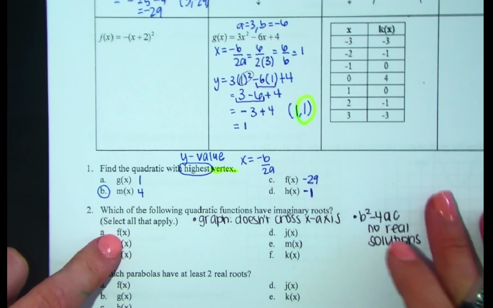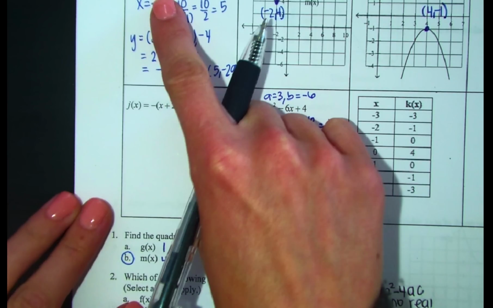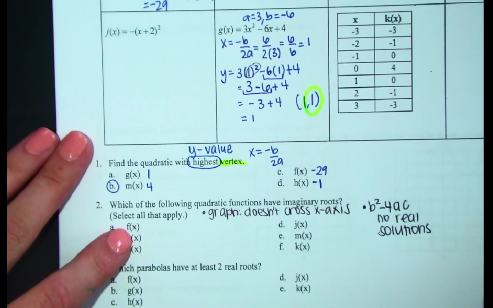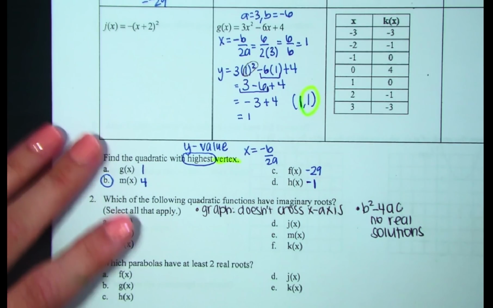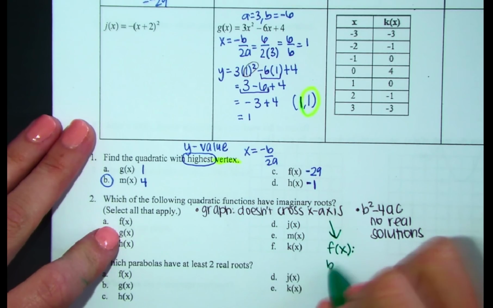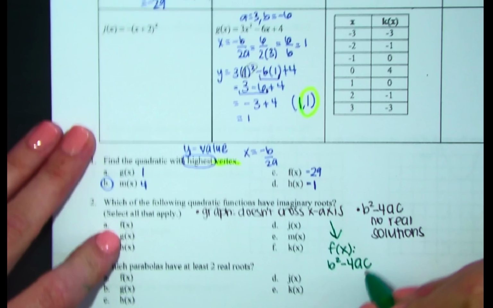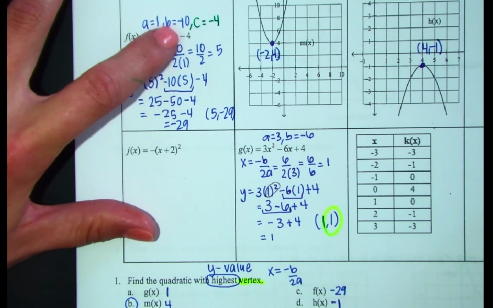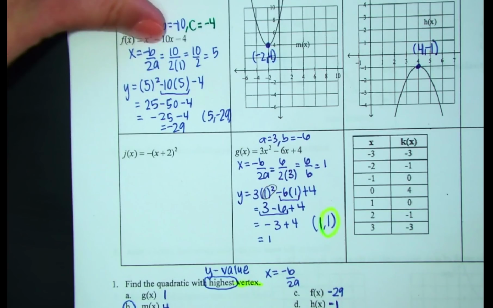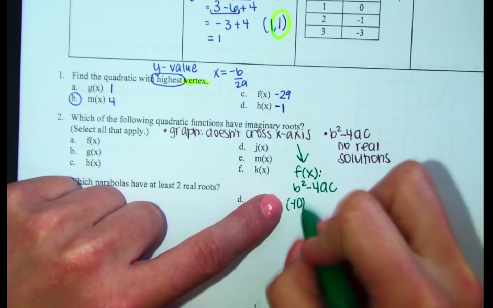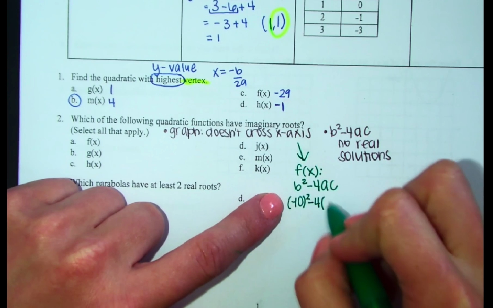So if we look at f of x, it's in standard form, so I'm going to go ahead and do this algebraically. I'm going to use the formula b squared minus 4ac. So I'll do that in a different color. I'm going to look at f of x first. So b squared minus 4ac. I'm going to plug in b is negative 10, and then c is negative 4, a is 1. And so I'm taking those 3 from my f of x equation and plugging them in.